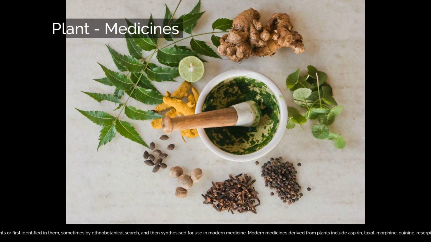Modern medicines derived from plants include aspirin, Taxol, morphine, quinine, reserpine, colchicine, digitalis and vincristine. Plants used in herbalism include ginkgo, echinacea, feverfew, and St. John's wort. The Pharmacopoeia of Dioscorides, De Materia Medica, describing some 600 medicinal plants, was written between 50 and 70 AD and remained in use in Europe and the Middle East until around 1600 AD. It was the precursor of all modern pharmacopoeias.